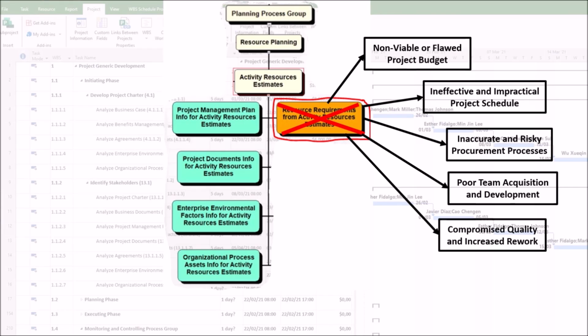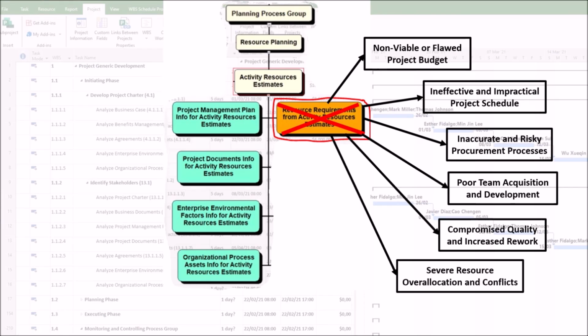5. Compromised quality and increased rework. The quality of the work is directly related to the resources performing it, as follows. First, you may experience skills mismatch. Assigning a junior resource to a complex task that requires a senior will likely result in errors, defects, and rework. Second, you may experience rushed work. If resources are overwhelmed due to underestimation, they will rush, ignore quality checks, and produce substandard work.